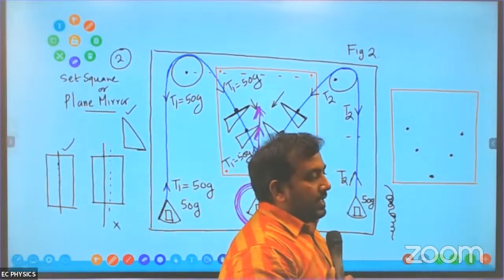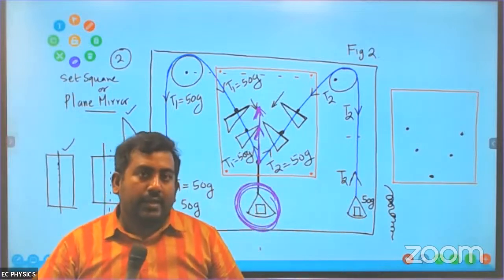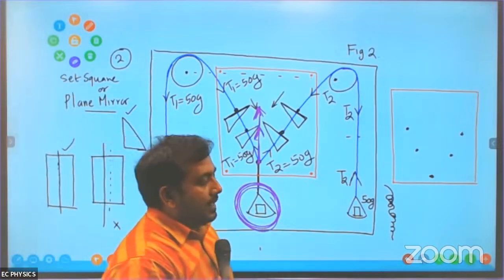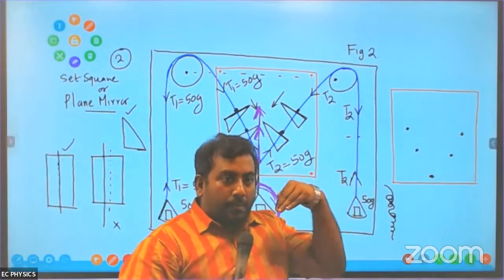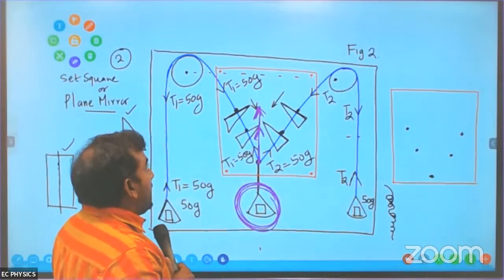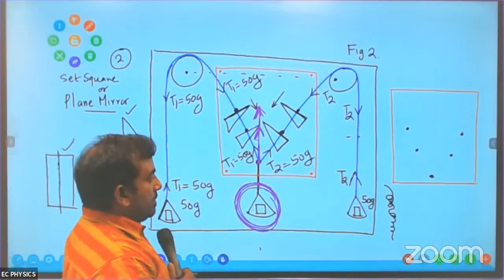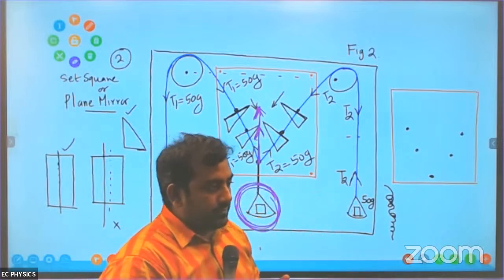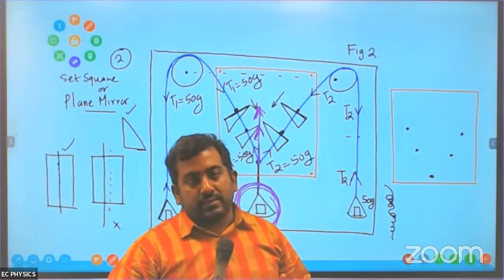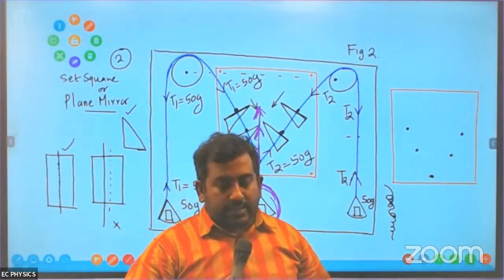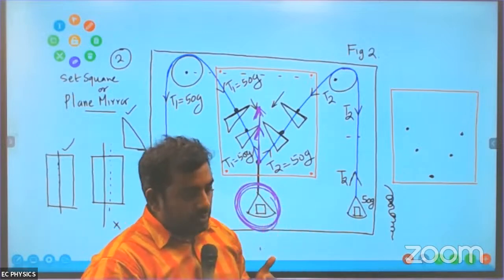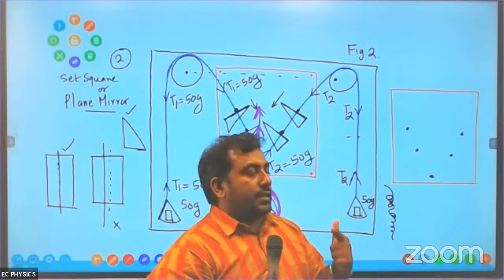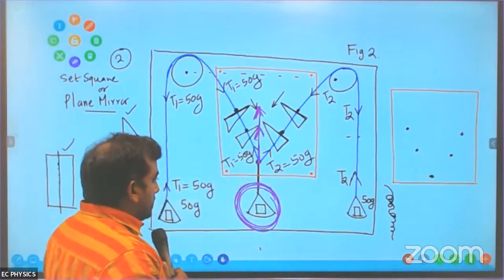If the diagonal is not vertical, the main reasons may be: Roman 1, there is friction in the pulleys. Roman 2, the string is not light.